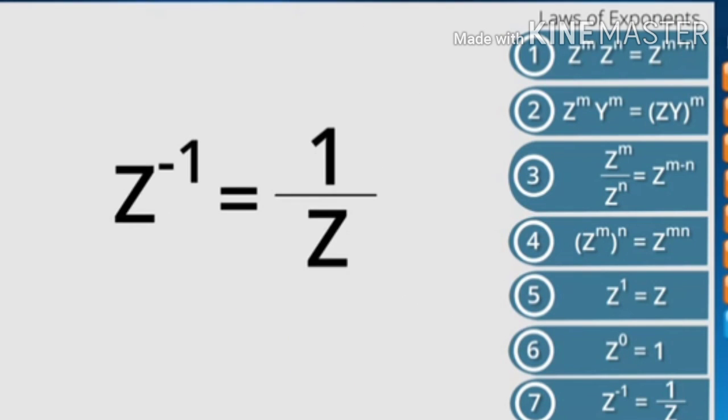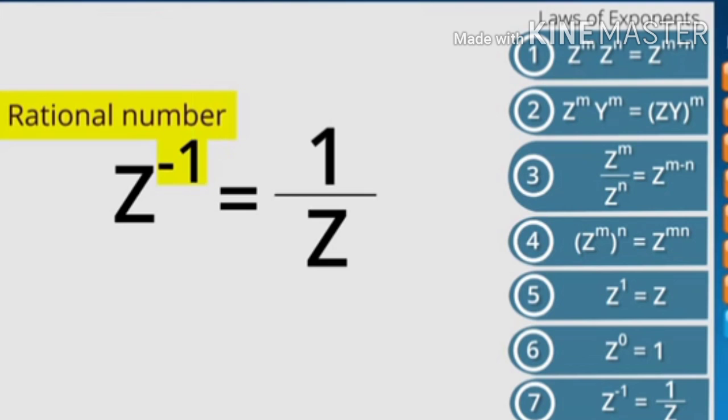Here in our last law, we have also learned one more thing about exponents. Can you guess what? Here the exponent is in the form of a negative number. So here we can see that exponents can be any rational number also.